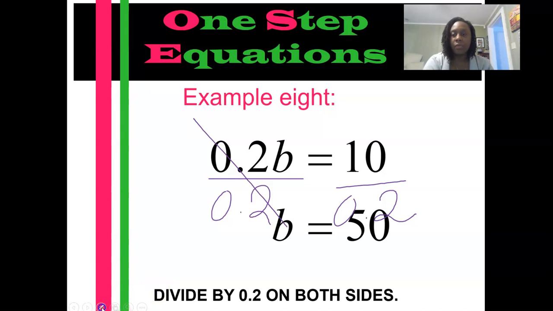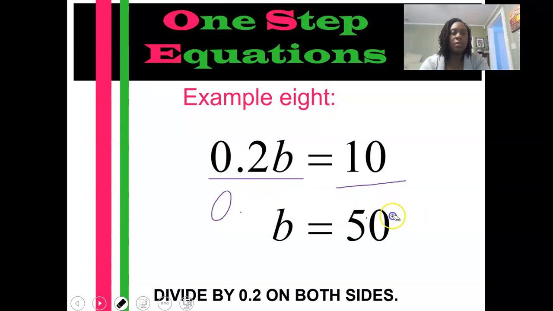And I'm going to take off those annotations on the page so that you can clearly see the answer right there. So b equals 50. Alright, so that takes care of solving equations using multiplication and division. The next video in the installment is one-step equations that use fractions.